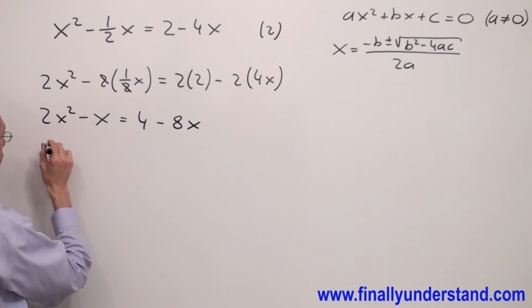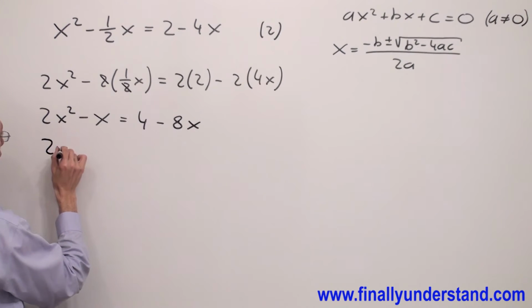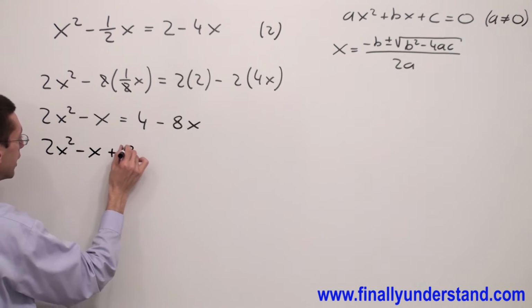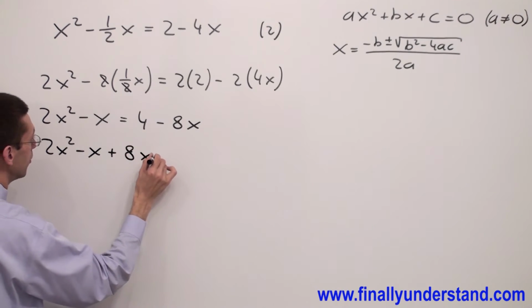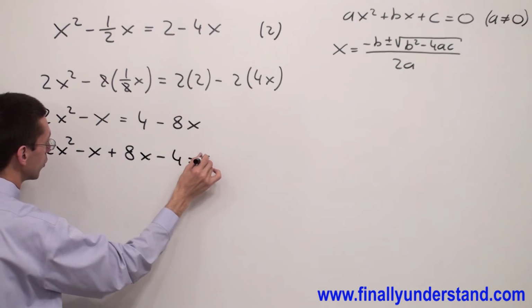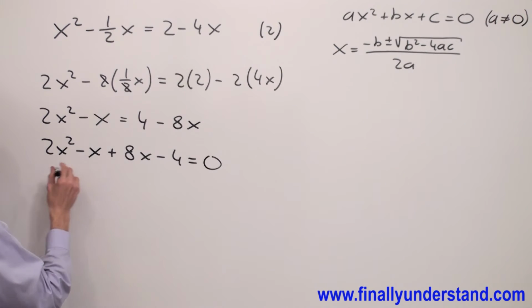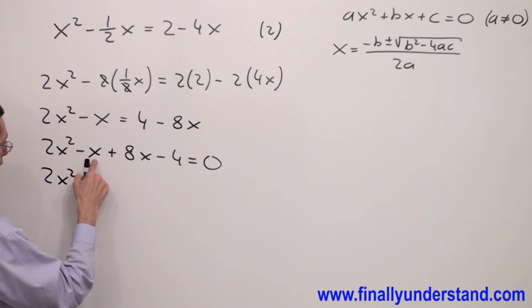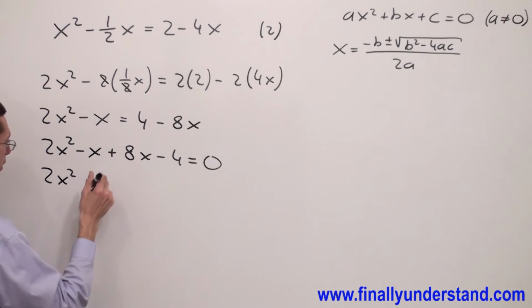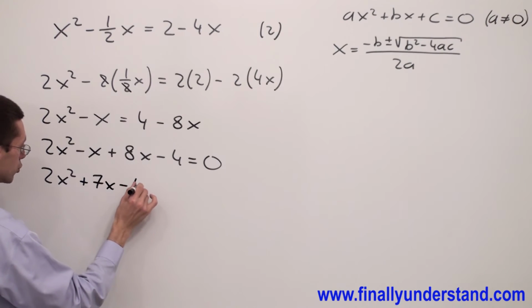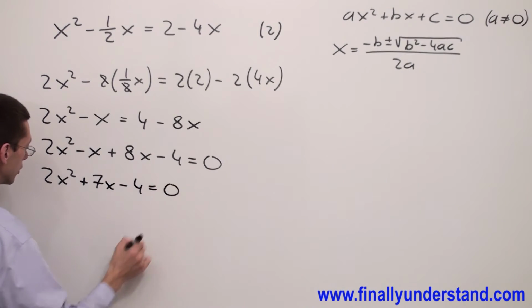Next, we're supposed to bring everything on the right side of the equal sign to the left side. That's why I'm going to have 2x squared minus x plus 8x minus 4 equals 0. Combine the like terms. So we have 2x squared, negative x plus 8x is 7x, minus 4 equals 0.